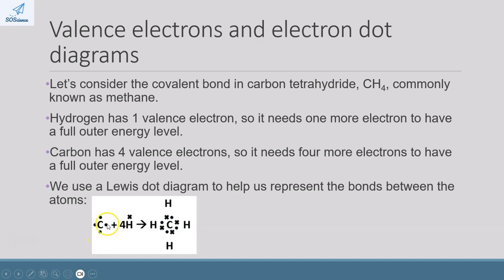We've got carbon with 4 valence electrons. We've got hydrogen, 4 of them, each one with 1 valence electron. Now, with each hydrogen atom sharing one of its electrons with carbon, we get the formation of this covalent bond. Now, take a look: each hydrogen atom has 2 valence electrons around it, and that makes its outer energy level full, so it's happy. And carbon now has 8 valence electrons around it, so carbon is also happy.